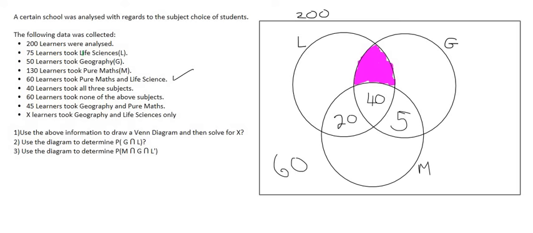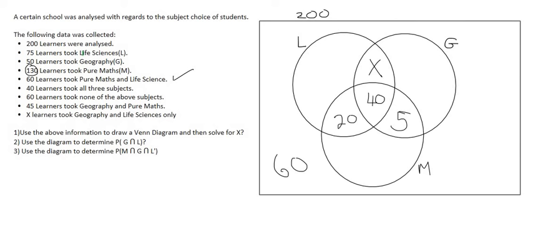So for example, the turquoise one would be people who do life sciences and maths only. The green would be geography and maths only. And so they've told us that life sciences and geography only should be X. Now things are fairly easy from here on out. So we know that they said 130 people do pure maths. So have a look at the maths circle. How many of its four sections have not been filled in? Well, it's only this part over here.